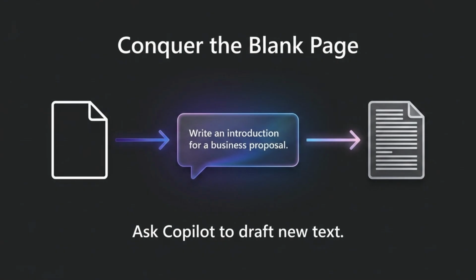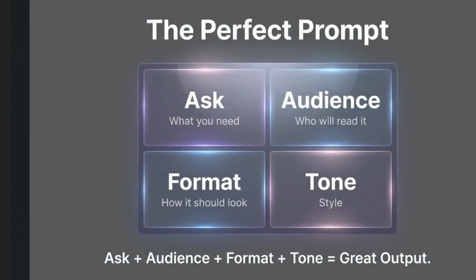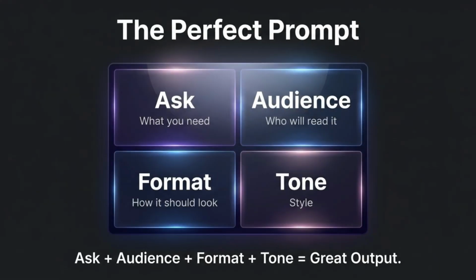Never struggle with a blank page again. You can ask Copilot to draft new text for anything from business proposals to project outlines, and it will generate the content instantly. To get the best results, use the perfect prompt formula. Combine your request with the target audience, preferred format, and tone. A clear, detailed prompt leads to a great output.